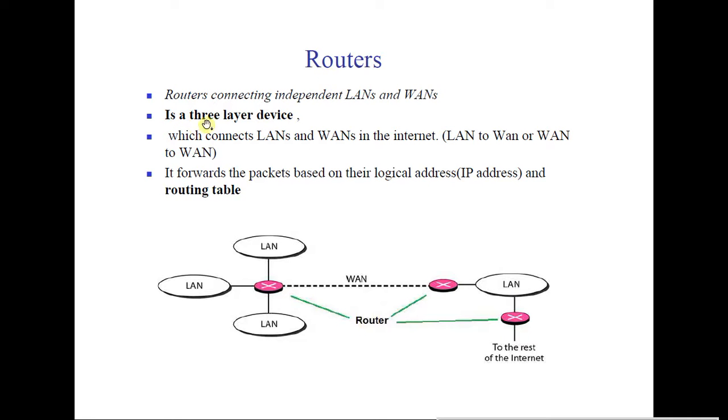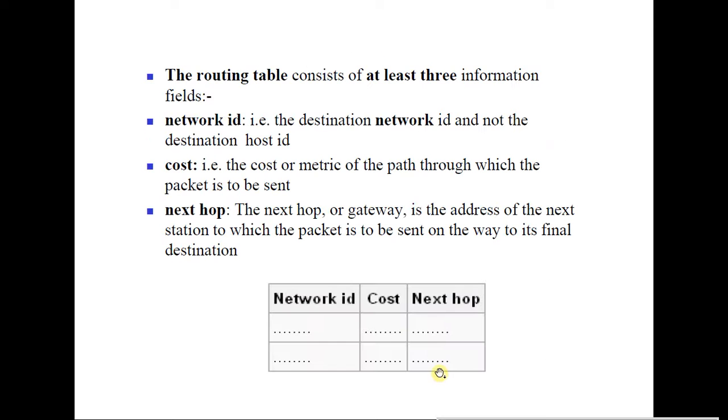A router is a layer-3 device, which works on the physical layer, data link layer, and network layer. The router connects independent LANs and WANs. So in the internet, we use routers to connect the LANs and WANs. Routers forward the packet based on their logical address and the routing table. In a router, they use the IP address to send the packets from one LAN to another LAN, and they use the routing table to find out the suitable path for sending the packets.